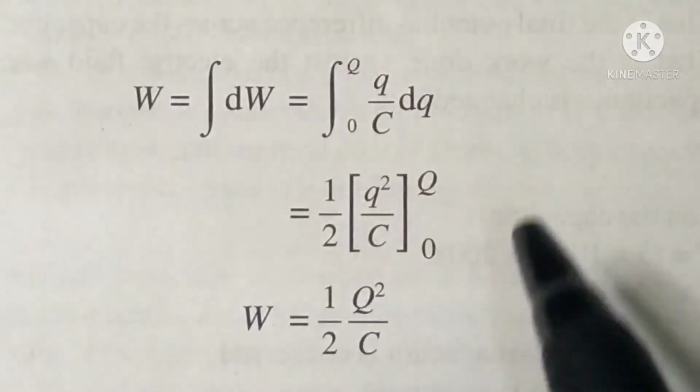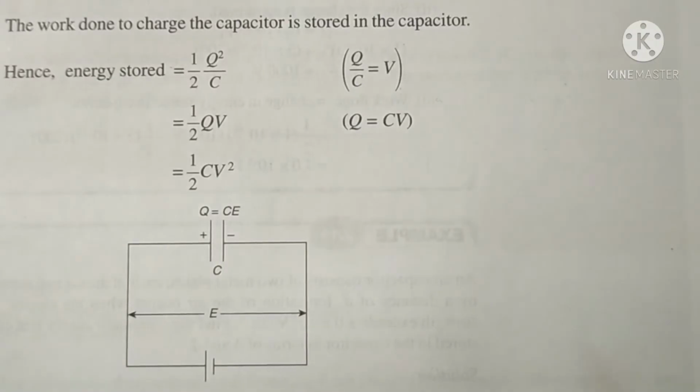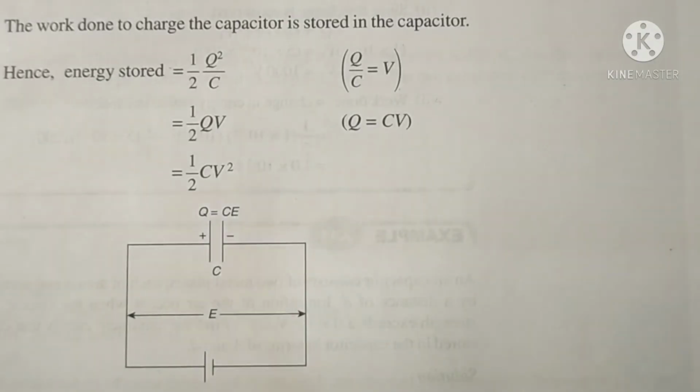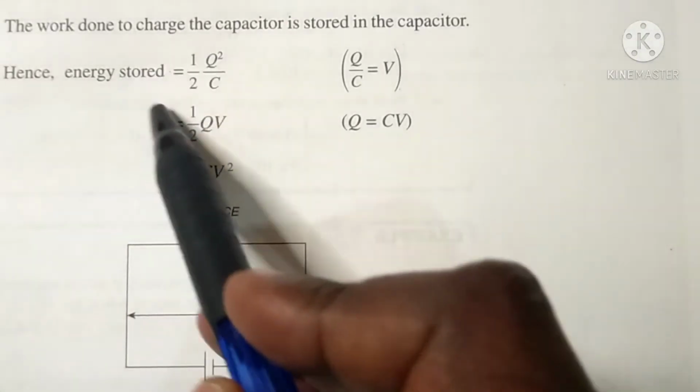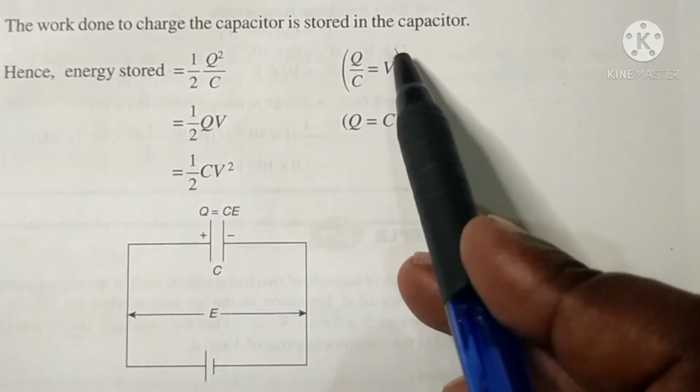We have to carry out some mathematical process to justify the work done to charge the capacitor. Hence, the energy stored is half CV squared. We have to do some alteration to this formula, to eliminate Q by substituting V.